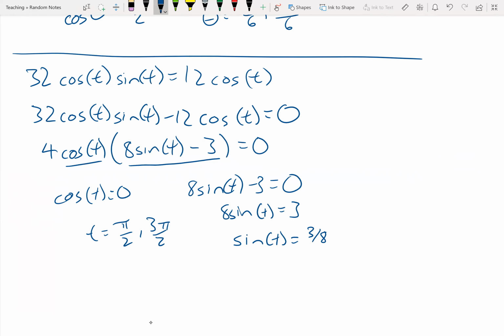Now 3/8 is an output of sine. So if you ever get a sine or cosine where it's equal to a number greater than 1 or less than -1, that's not going to be a solution, because remember that sine and cosine, the range is -1 to +1. But 3/8 is between -1 and +1. So this is going to give us 2 solutions between 0 and 2 pi, but I'm going to have to use the inverse sine. So one solution will be t equals sine inverse of 3/8.